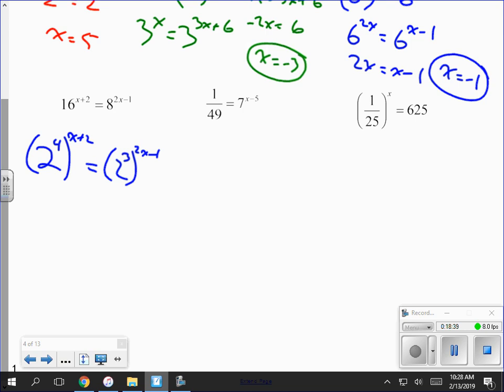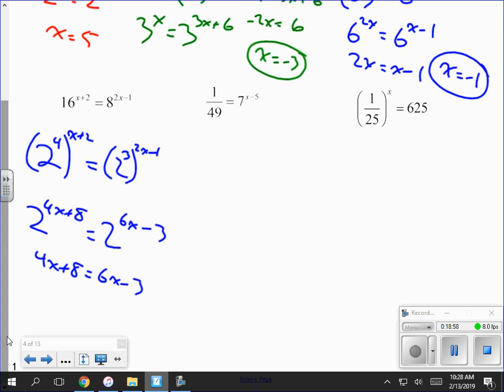Okay. So what do you do? You multiply the exponents. So this is 2 to the 4x plus 8 equals 2 to the 6x minus 3. So 4x plus 8 equals 6x minus 3. Add 3 to both sides, subtract 4x. I get 11 equals 2x. So x equals 11 halves. Oh my God, a fractional answer. Imagine that.